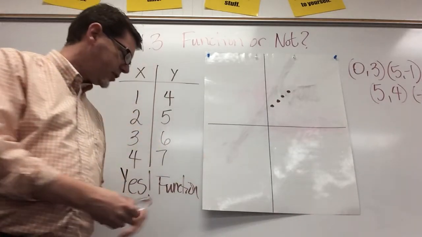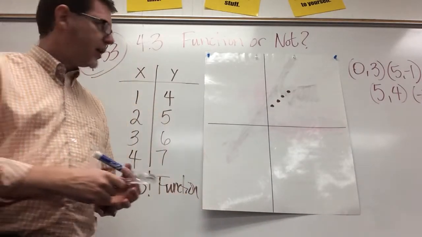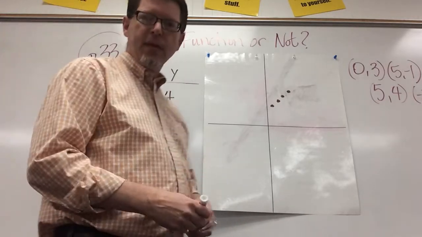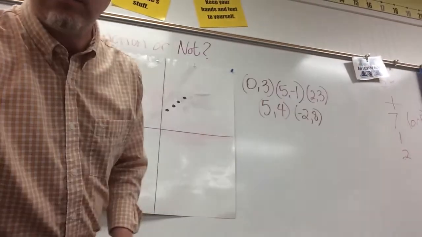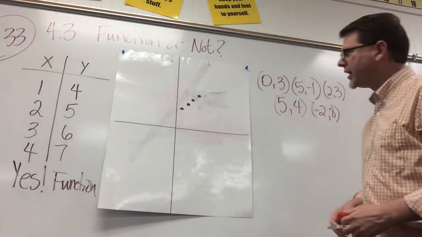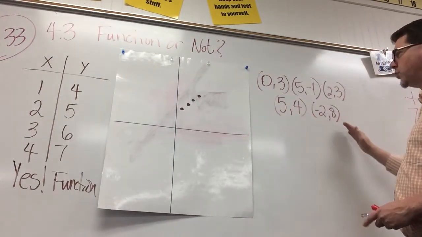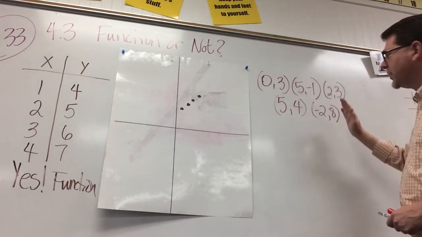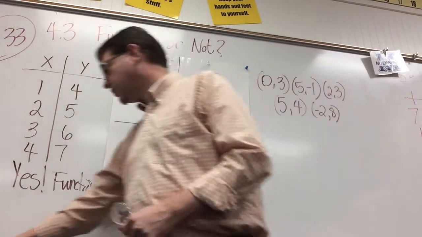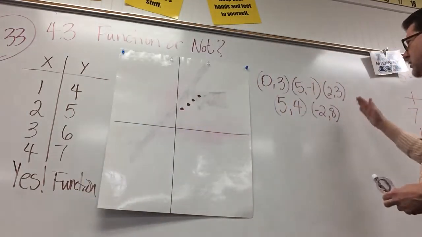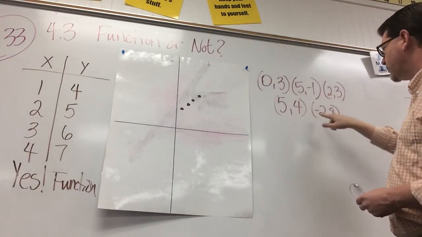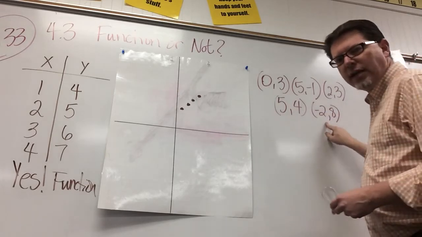I'm going to switch colors because you know when we do investigations we like to use multiple colors, and I'm going to use red. And we are going to switch the camera and we're going to look at my other set of data. And we now have 5 points, and we are wondering, is this a function? I have 0, 3, 5, 1, 2, 3, 5, 4, and negative 2, 8.